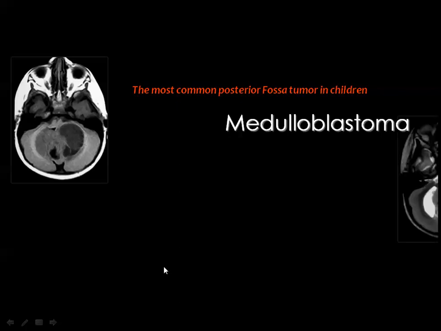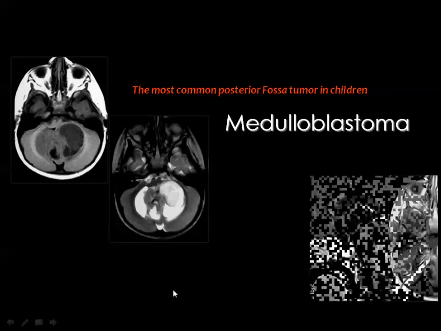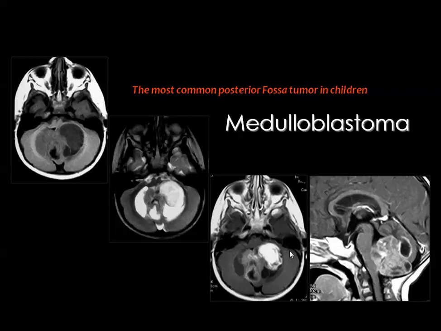This is a case of medulloblastoma showing cystic changes of low signal in the T1, high signal in the T2, and the solid component will enhance heterogeneously after injection of contrast. And in the sagittal images, you can see the tumor filling and encroaching on the fourth ventricle, and you may see this part of the fourth ventricle unobliterated by the tumor.